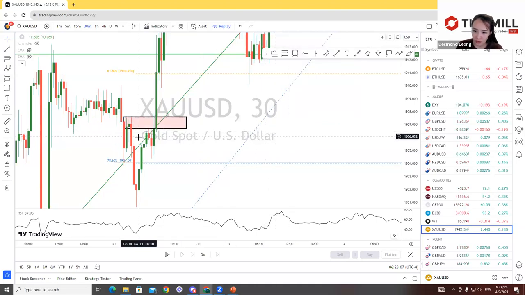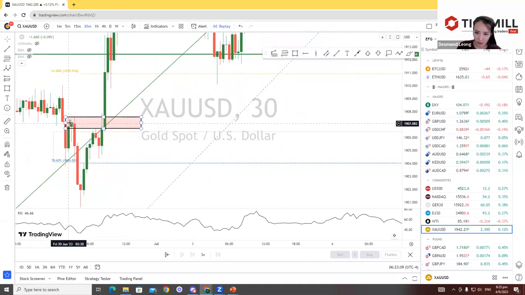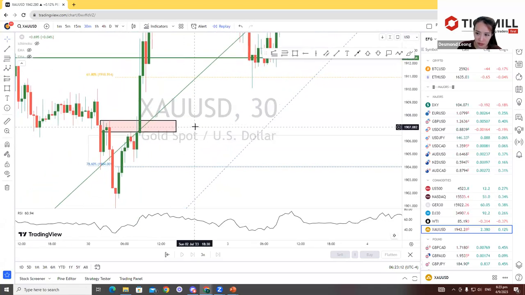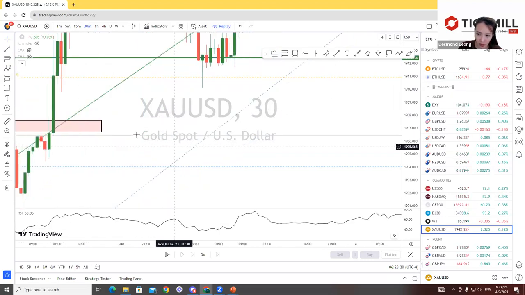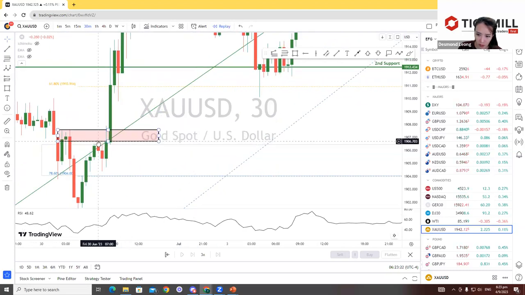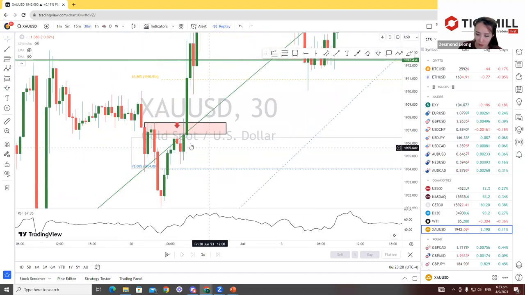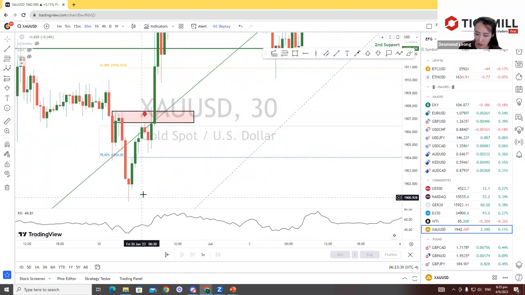Yeah, because this is a supply zone. So in M30, they know that this is a supply zone, and this one has a really big bearish candle. So they're going to sell here. But what you can see here, when the price goes to this zone, they sell, right? Okay, they sell. If they're not out of the position, meaning that if they still hold, they will get stopped out.